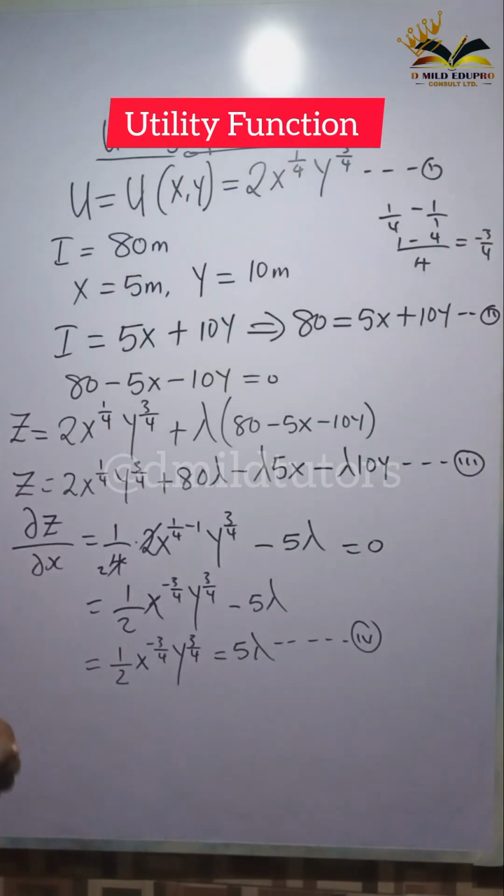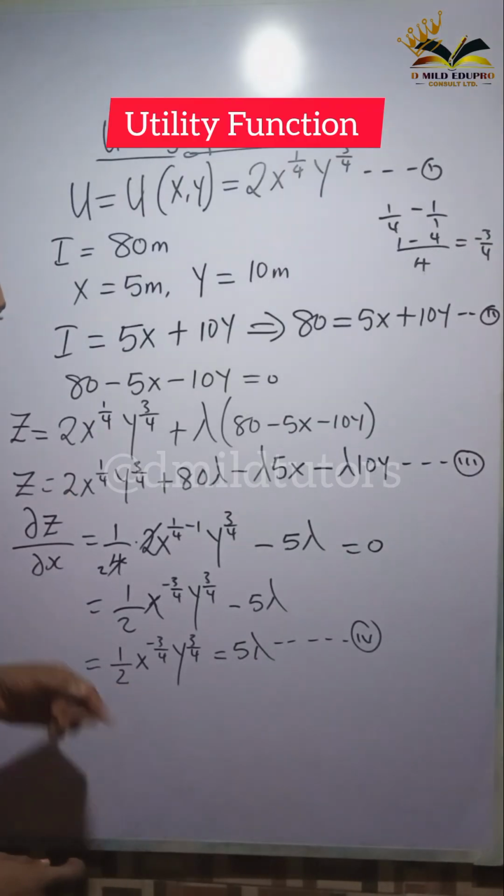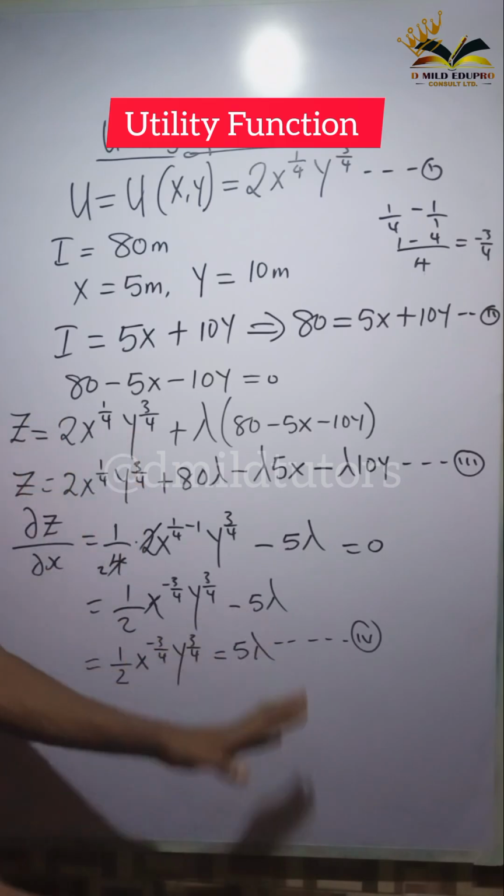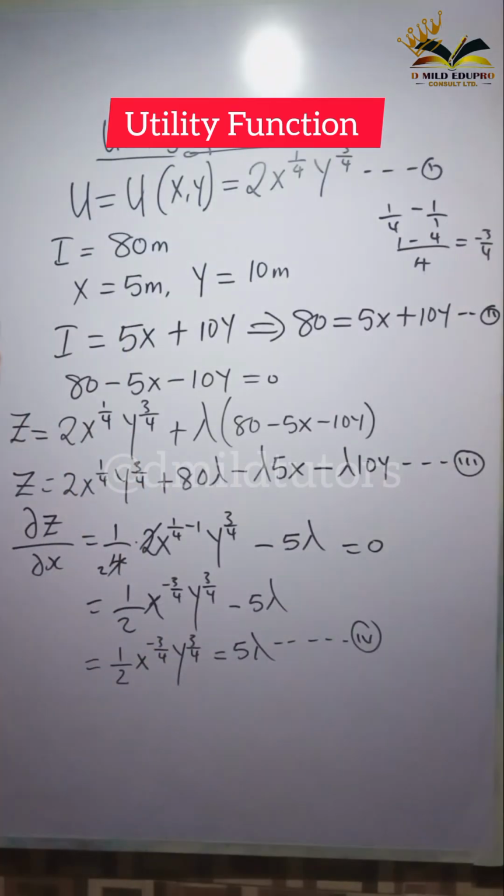Is that okay? Now that we've gotten equation 4, we are now going to differentiate z with respect to y to get our equation 5. Is that okay?